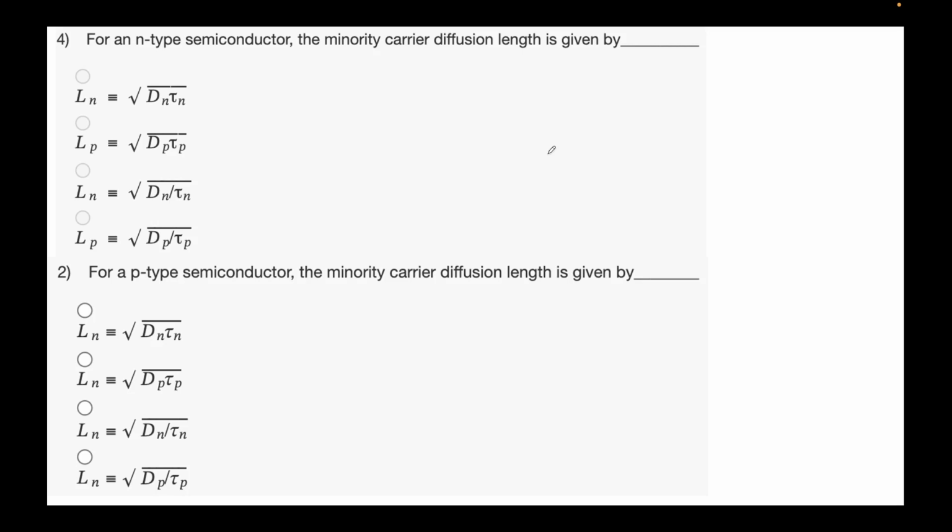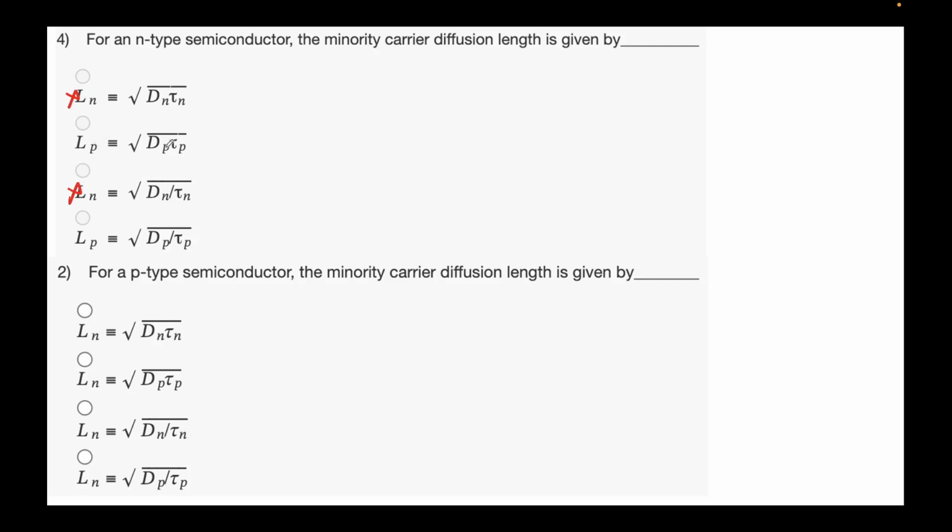We just saw that only the diffusion of minority charge carriers matters primarily for low level injection. Again, I'm repeating this: this analysis is for low level injection. Now these two are mirror problems. For an n-type semiconductor, the minority charge carrier is a hole, so this option cannot be there, and this option also cannot be there. One of these is the correct one.